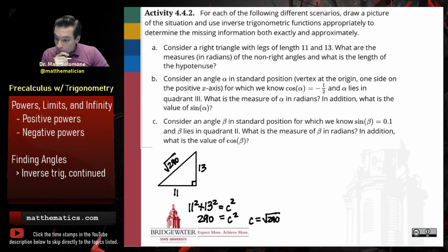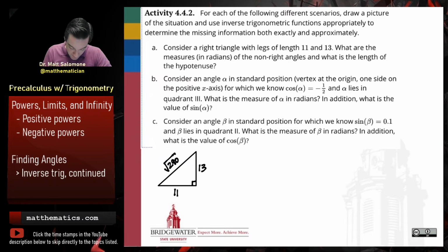And then the question is, what are the measures in radians of the non-right angles? So let's label them. Let's give those angles names. Let's call them alpha and beta, the Greek letters for A and B. I'm going to color code these. And so to answer this question, what are the radian measures of those angles?